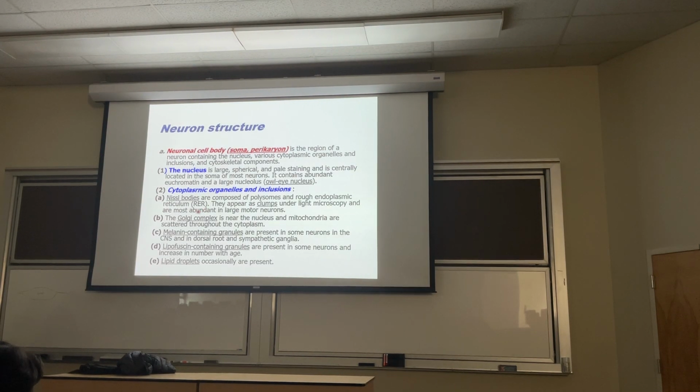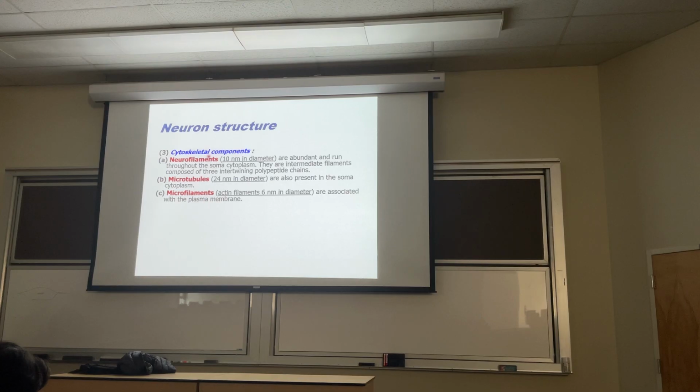You have other common organelles like the Golgi complex. You can have melanin-containing granules, lipofuscin. This lipofuscin, again, usually stains brown, and it gets more with age. It's kind of metabolic waste products, if you will.